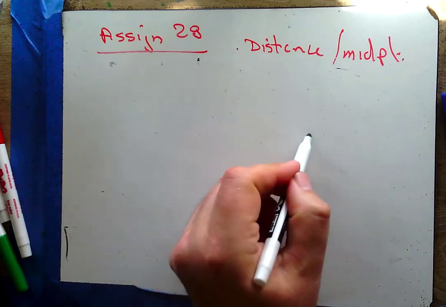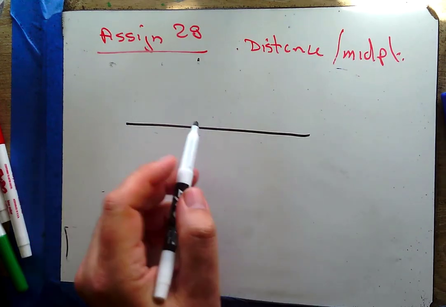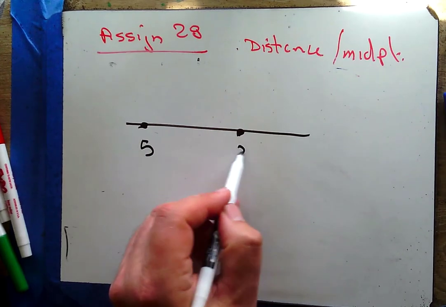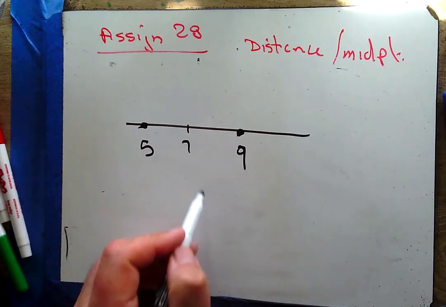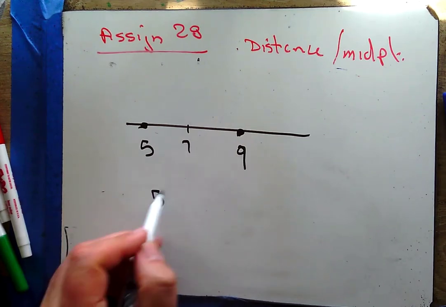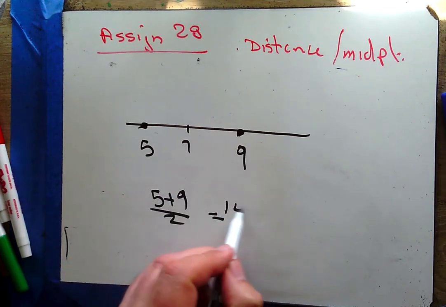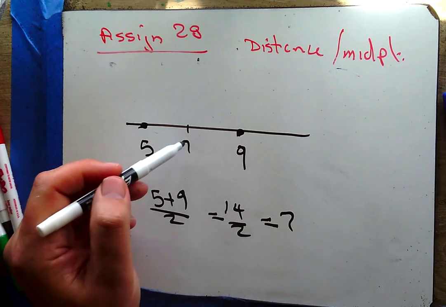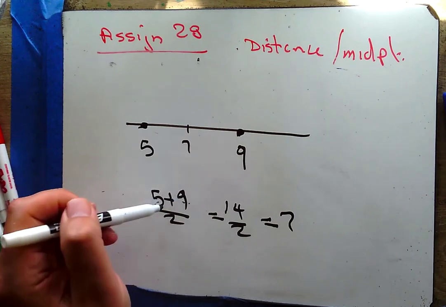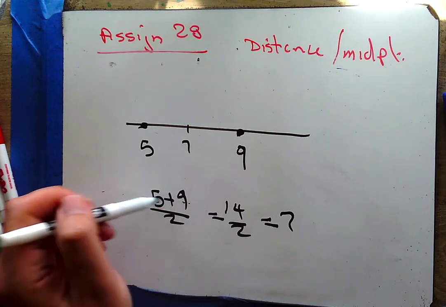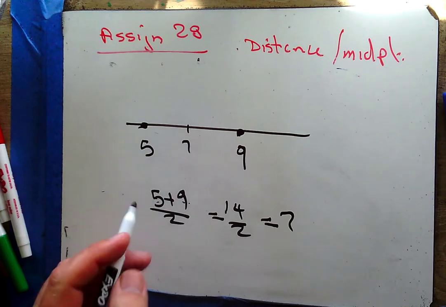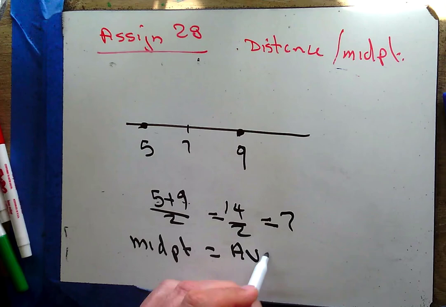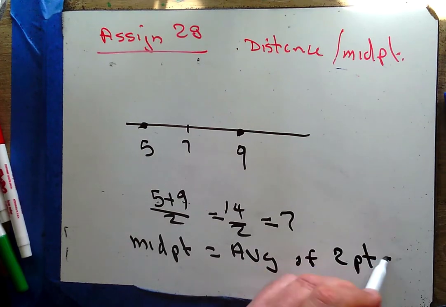Now, I know that the midpoint between 5 and 9 is 7. And I know that because 5 plus 9 divided by 2 is 7. If I want to find the point in the middle, I average those 2 points. I add those numbers together and divide by 2. A midpoint is an average of 2 points.